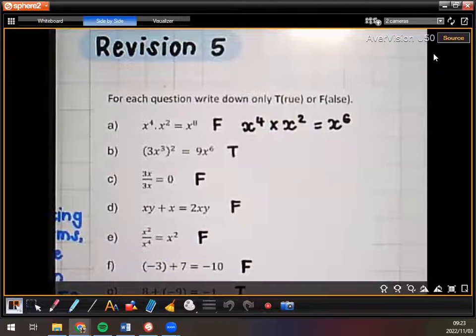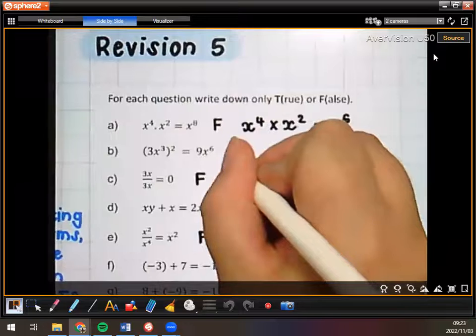Let's go. What is anything divided by itself? 1, not 0. Hey, because 3x minus 3x, that would be 0. But 3x divided by 3x is just 1.